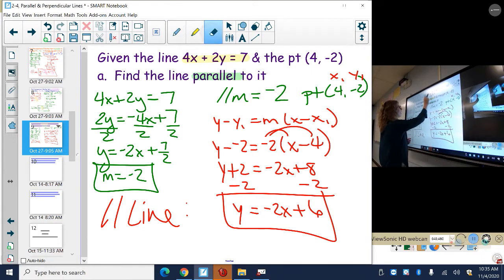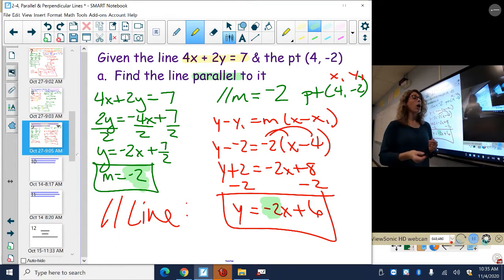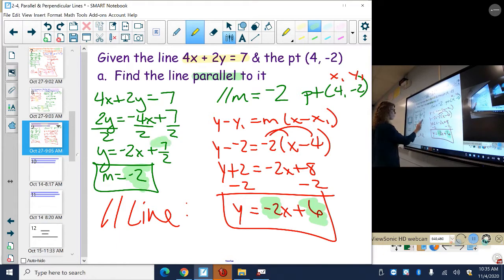I'm comparing their slopes. Oopsie, did not mean to erase that. I'm comparing their slopes. Are my slopes the same? Yes, they are. Are my y-intercepts different? Yes, they are. So that means I am correct.